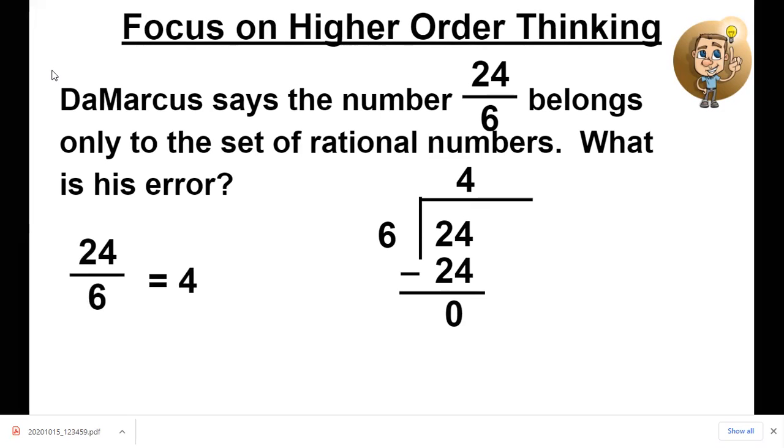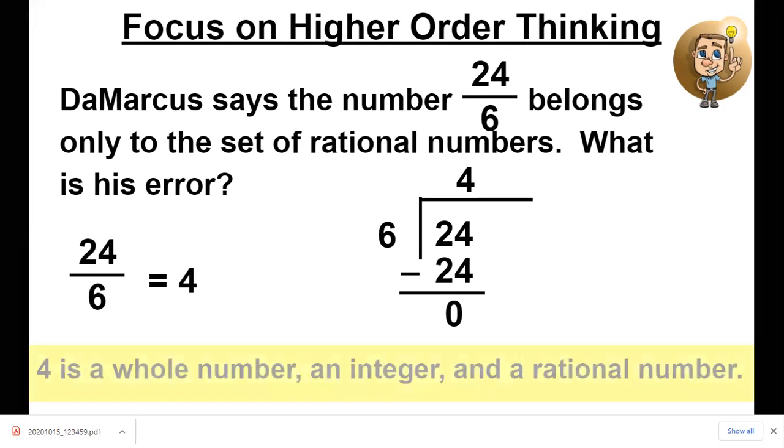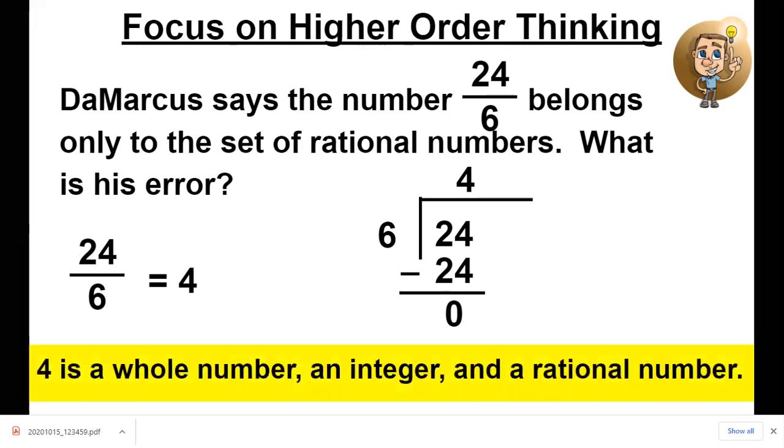Now, how would I classify 4? Sometimes you have to rearrange numbers to figure out all the names that belong to them. 4 is a whole number, right? It's also an integer, and it's a rational number. So DeMarcus was wrong because 24/6 is really all three. It's not just a rational number. It's a whole number, an integer, and a rational number. Sometimes you have to rearrange the numbers.